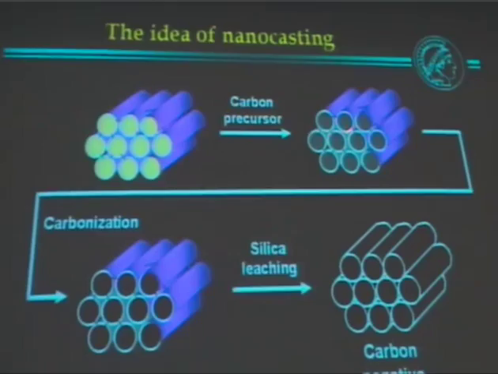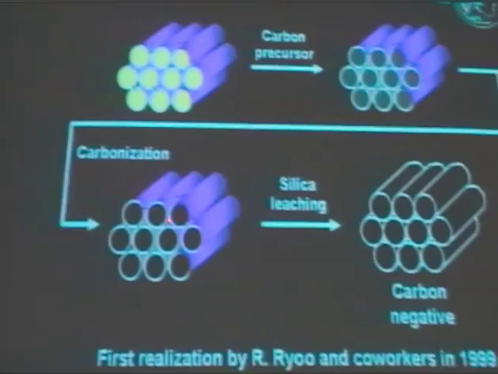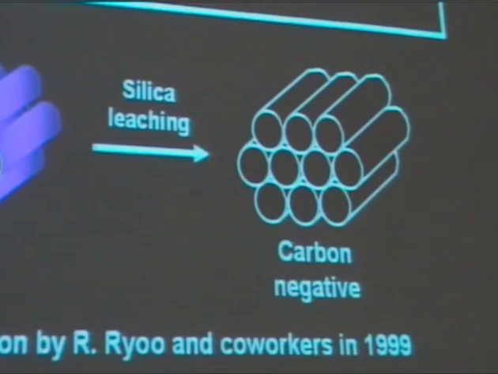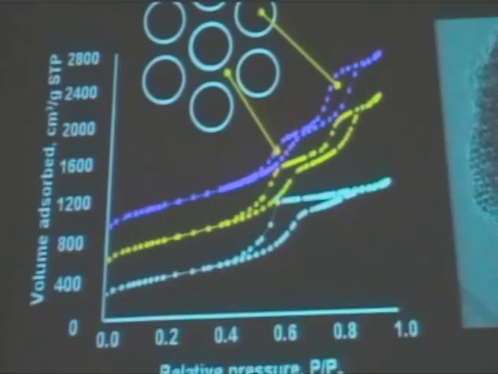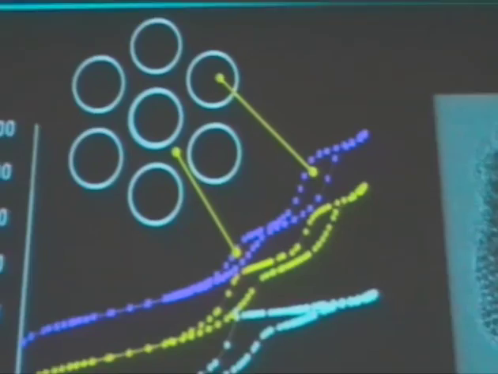Then you carbonize, so high temperature inert gas treatment, so you have carbon in the silica, then you leach out the silica, and you have a carbon negative replica of your initial silica. This is how such a system would look like. The sorption isotherms indicate a nice pore system. This is actually a tube type carbon where we don't fill the template pores completely, but just coat the walls. So we then have a bundle, basically a hexagonally ordered bundle of carbon nanopipes with very high surface areas. Look at this volume adsorbed here.